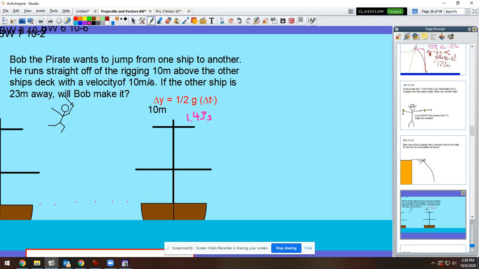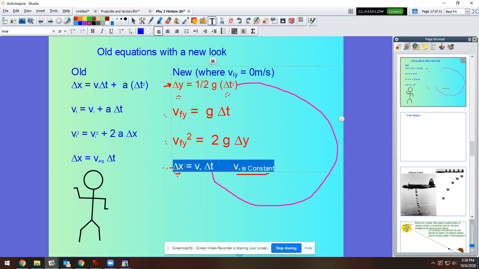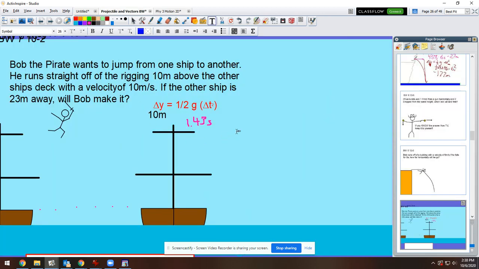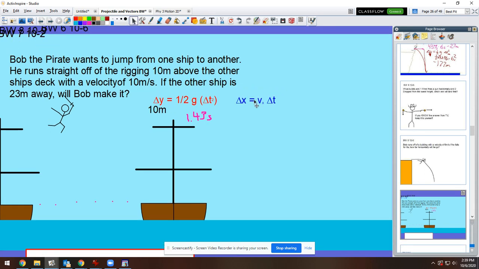Well, then we look and say, okay, Bob's traveling 10 meters per second. Let's go steal another equation. Go steal this equation now. I just want that part. Back over here. Paste it.